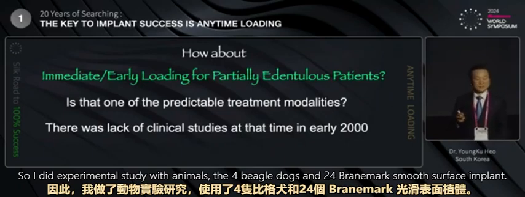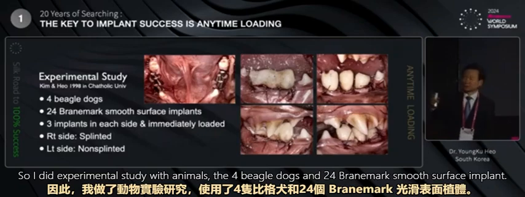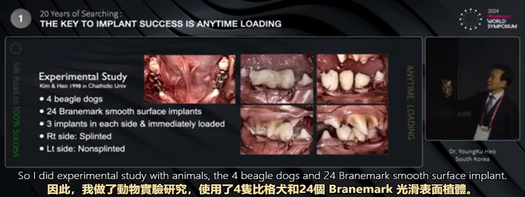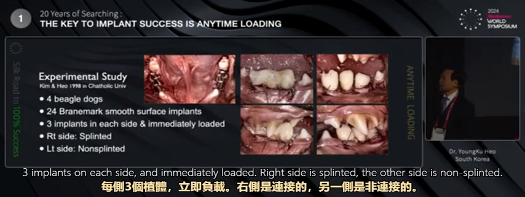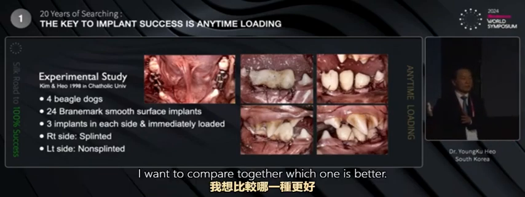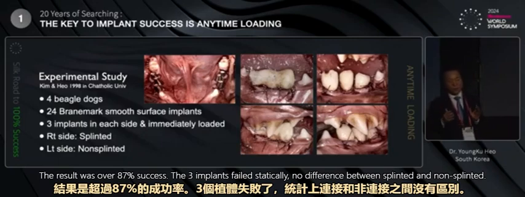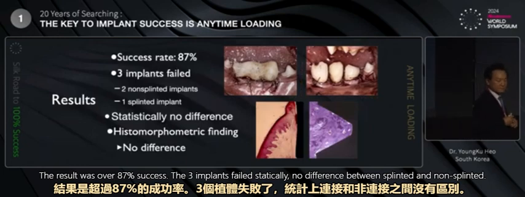So I did an experimental animal study with 4 beagle dogs and 24 Branemark implants, smooth surface implants, 3 implants on each side, immediately loaded. The right side was splinted and the other side non-splinted. I wanted to compare which one is better. The result was over 87% success. 3 implants failed.